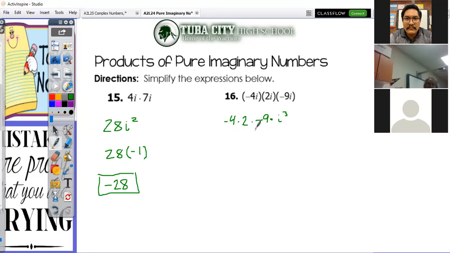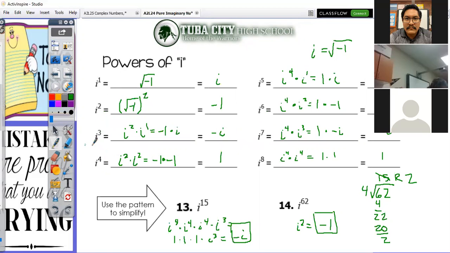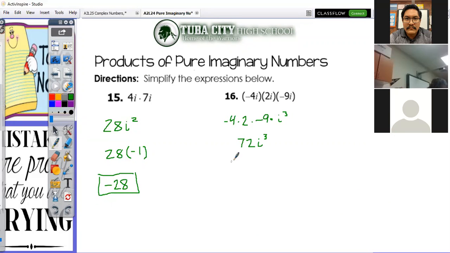Multiply out the coefficients, so this would be negative 8, right? These first two will make negative 8. Negative 8 times negative 9, which, a negative times a negative, would be positive. So that would be positive 72i to the 3. And again, for i, it does not end here, because i to the third power is negative i. So 72 times negative i.